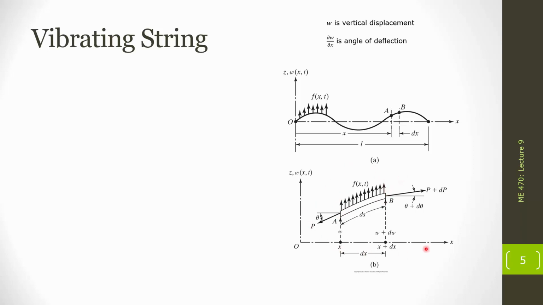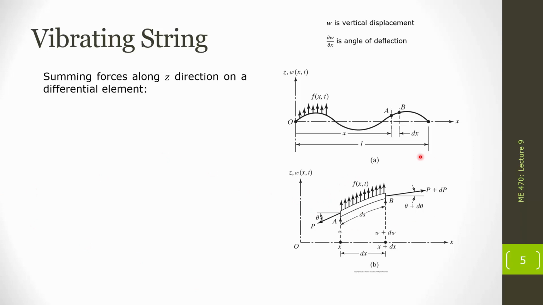So we're going to take this free body diagram here and we're going to start getting some equations out of it. If we look in this z direction, which is where that vertical deflection is going to take place, we can sum the forces that are acting in that z direction.